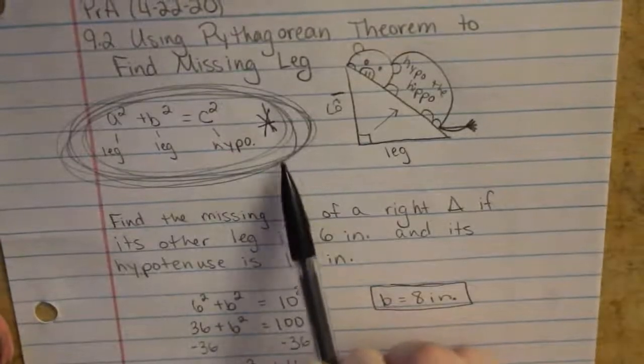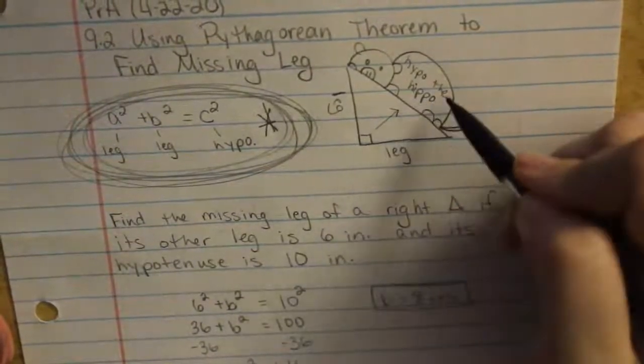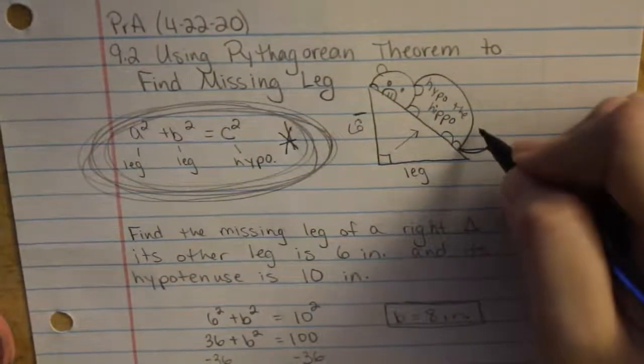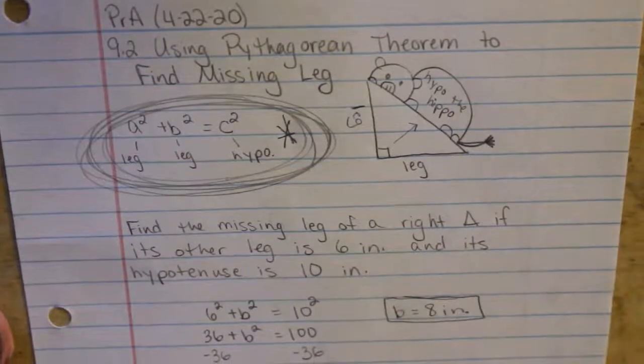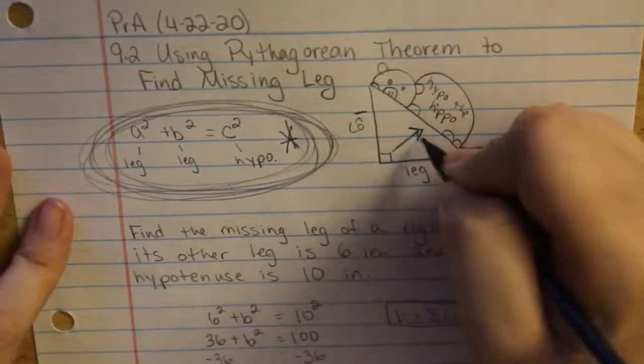Okay? Do not forget the Pythagorean theorem. It's kind of important. Also, don't forget which side is the hypotenuse because we're going to be doing a lot with that next week, and we need to make sure that we remember the hypotenuse is across from the right angle. Across from the right angle.